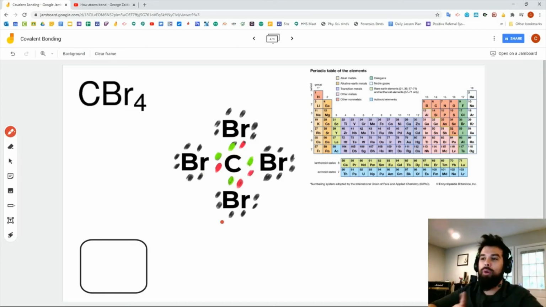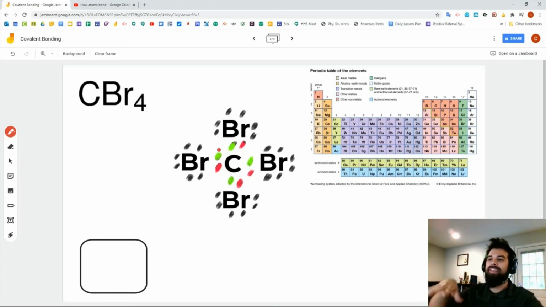Another thing that you'll notice is that because they shared them, everybody has eight electrons around them. Bromine had seven, well, carbon shared one of his, and now bromine has eight. Each bromine has eight around it. One, two, three, four, five, six, seven, eight. Carbon had four, but then four bromines gave an electron each. So now it has eight. One, two, three, four, five, six, seven, eight.